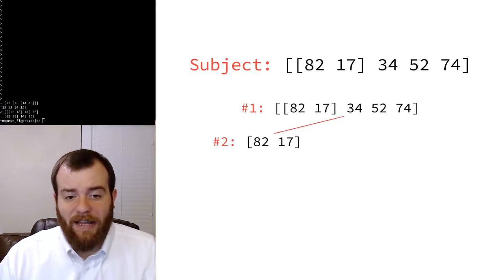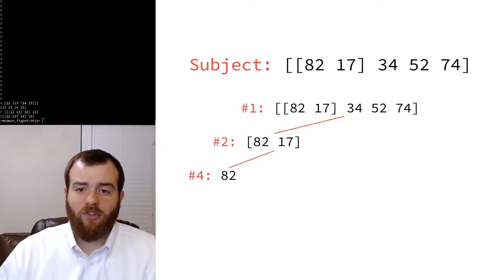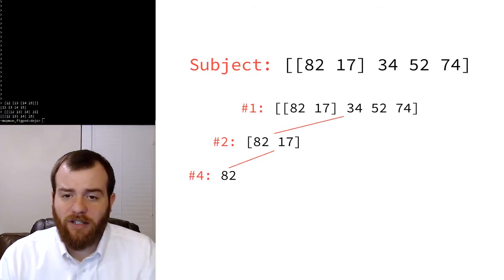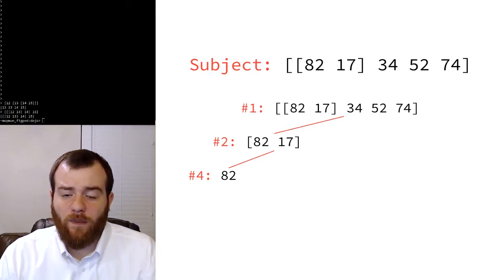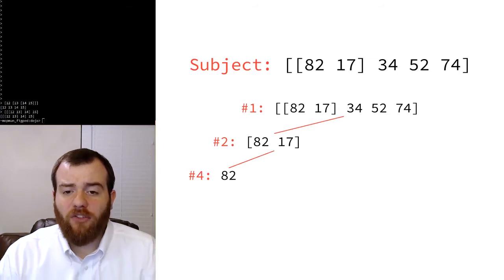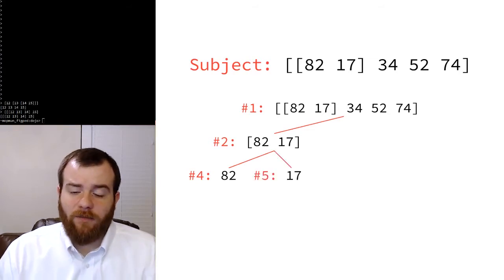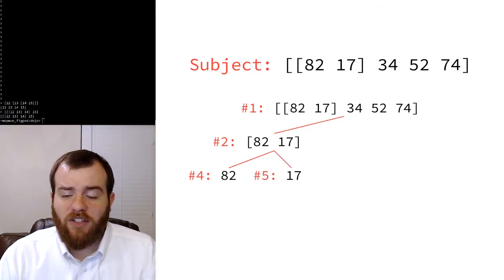And if I want to get the head of that, I multiply by 2 again to get 4, and that's the atom 82. So to pull out 82 from the subject, I want to refer to address 4. Now if you ever want to refer to the tail, so let's say we want to pull out the tail of address 2, you multiply by 2, so 2 times 2 is 4, plus 1 to get 5. So 17 from the subject is at address 5.